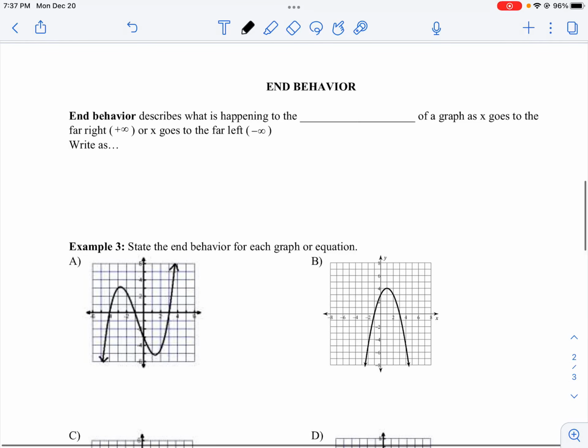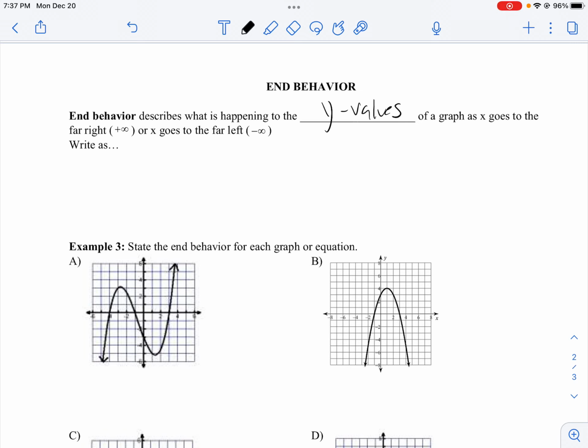Alrighty, welcome to the last section of notes. So we're going to be talking about our last but not least topic, which is end behavior, right? And end behavior describes what is happening to the y values of a graph as x goes to the far right or as x goes to the far left.